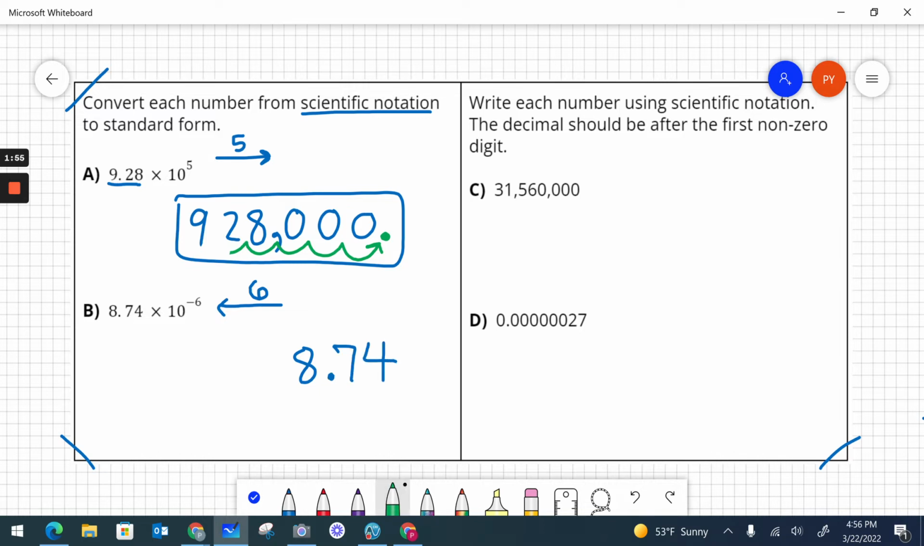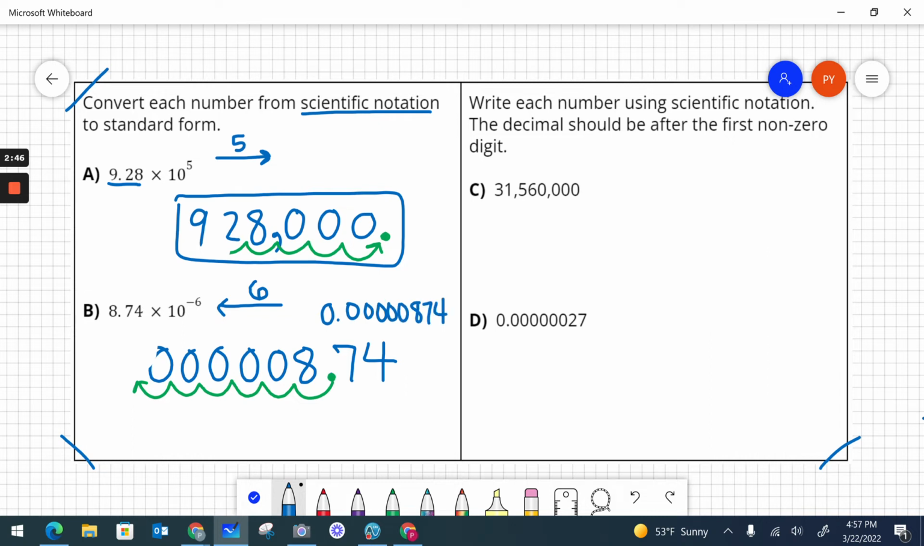And we need to go 6 spaces to the left. So decimals here, 1, 2, 3, 4, 5, 6 spaces. It ends right there. Then I'm going to fill in the zeros. And for some reason it's not drawing my last decimal, but I'll rewrite it up here. So your final number would be 0.12345 zeros, and then 874, like that.